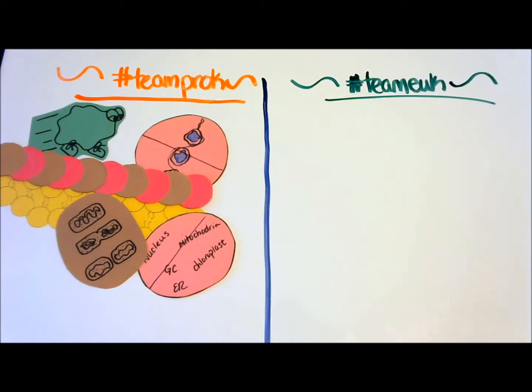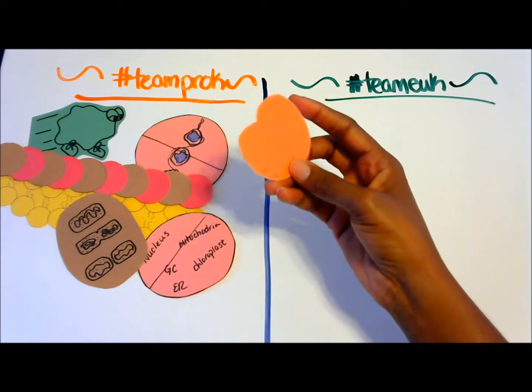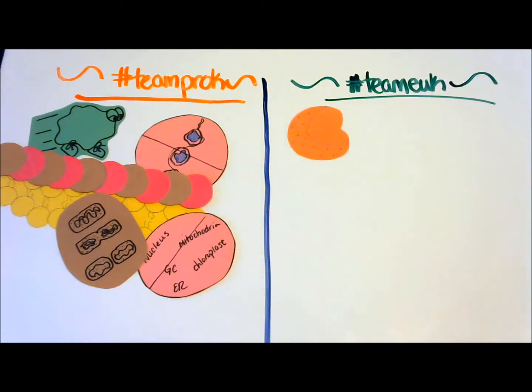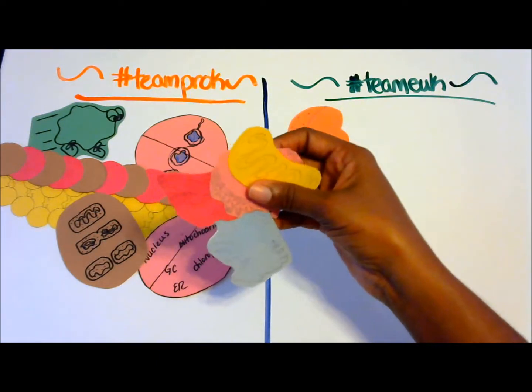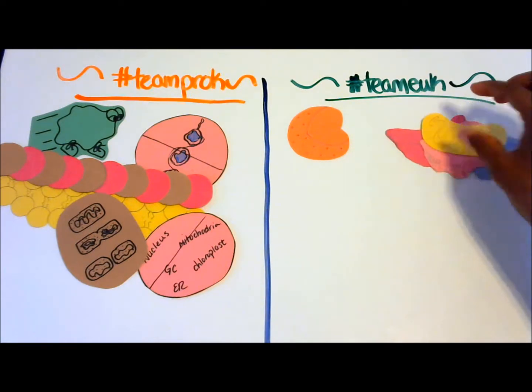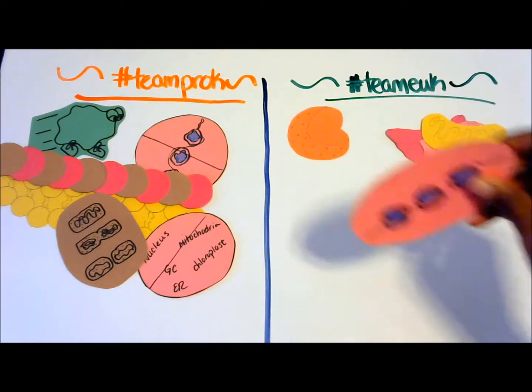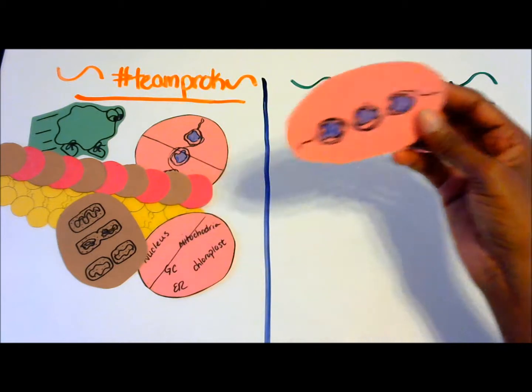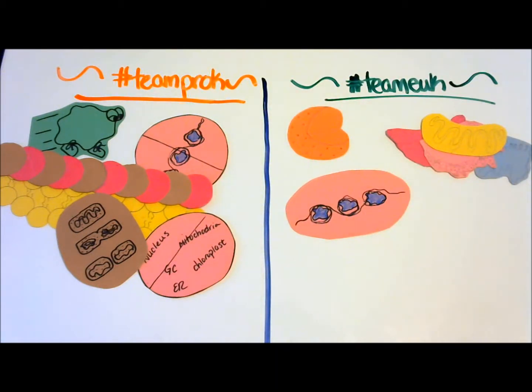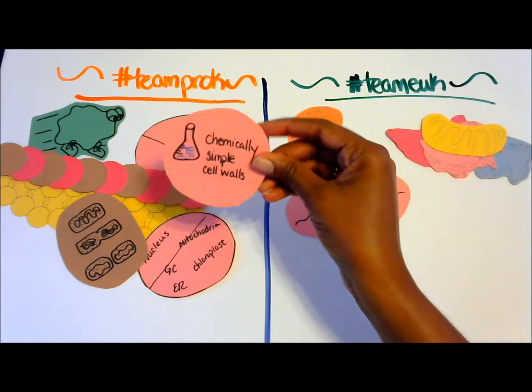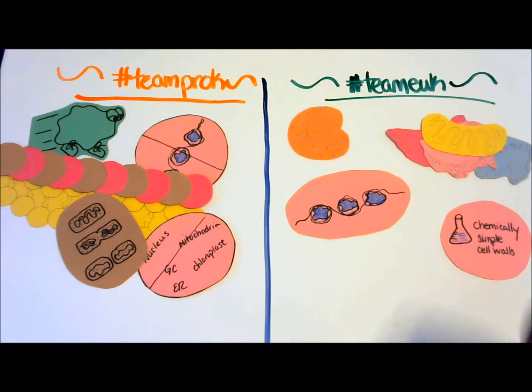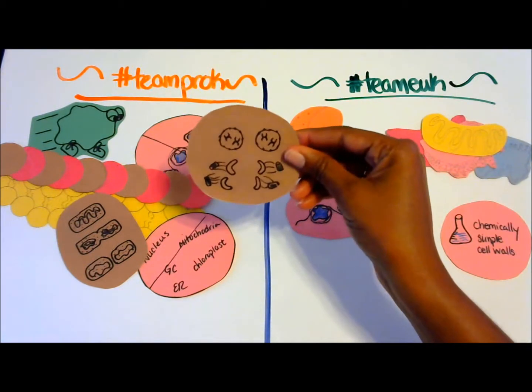Now, team eukaryotes, their DNA is enclosed in a nucleus. They do have organelles. They have histones. Their cell wall is chemically simple, and their division is mitosis.